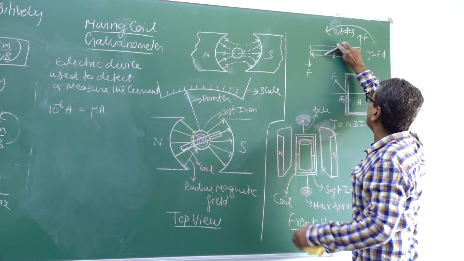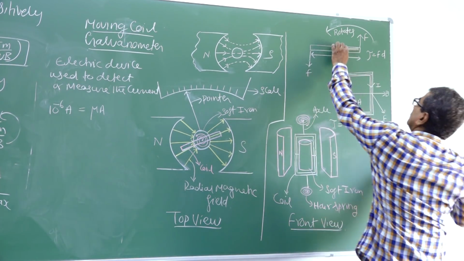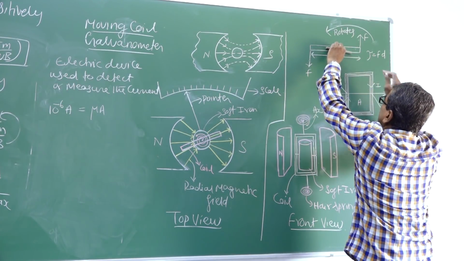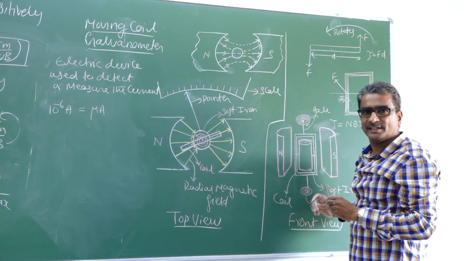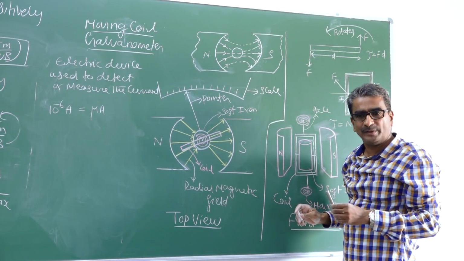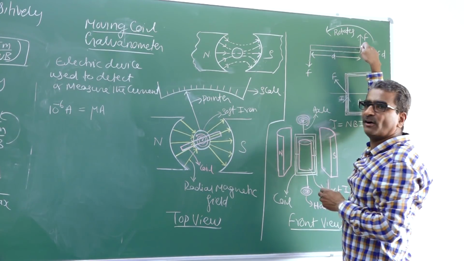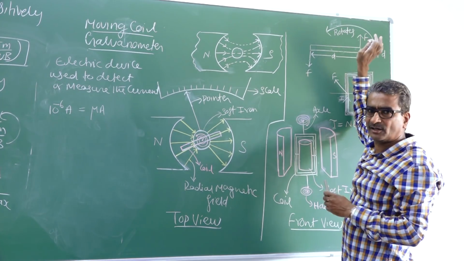Suppose this is the rod, and now if I apply the force like this, one force upward and one force downward, then what happens? It begins to rotate like this. That means a torque is said to be acting on this rod. Okay, this is mechanical torque.